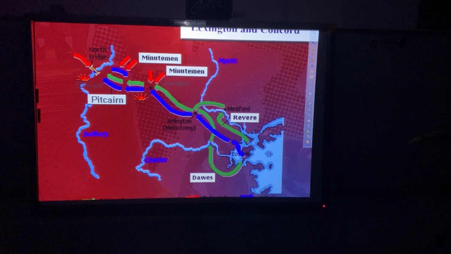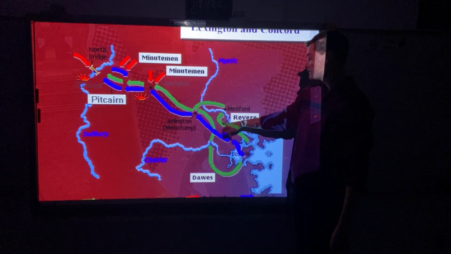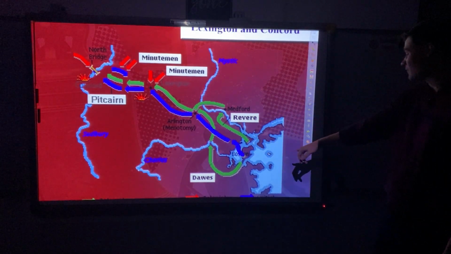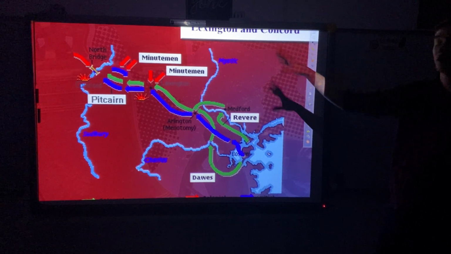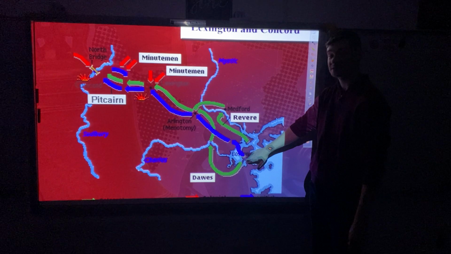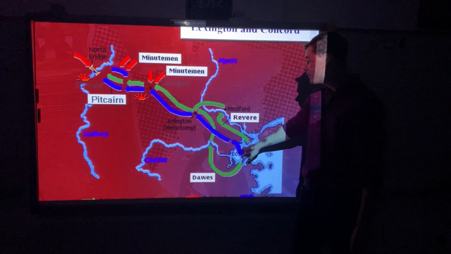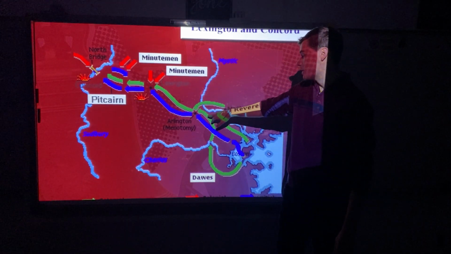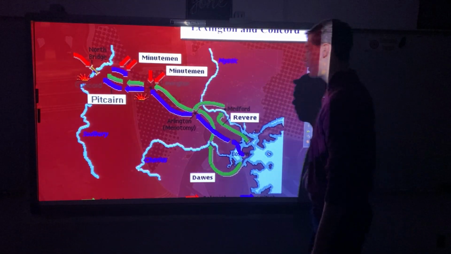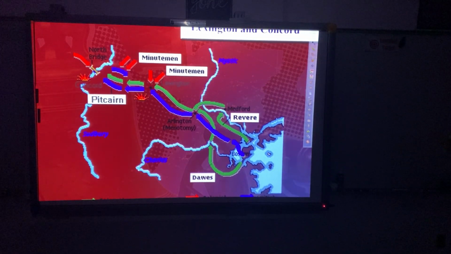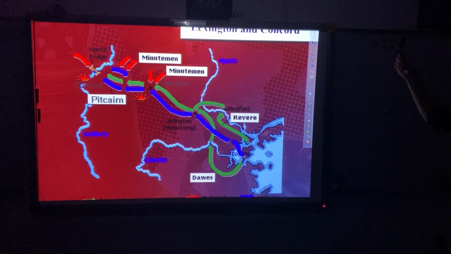You have Revere. He's the green line. And you have the blue line, which is going to be British. And then you have red lines, which are colonists. So the British are going to come into the port of Boston, and they are going to march up to Arlington. They're going to go up here. They're going to keep going. They want to go all the way across the state of Massachusetts, in Medford, Arlington, Lexington, and Concord.